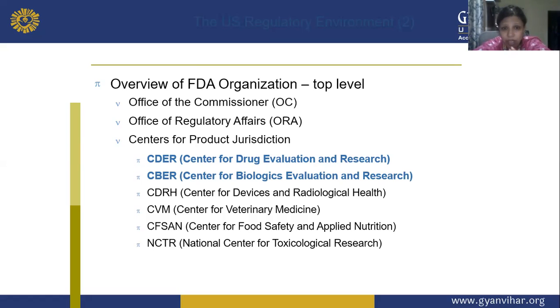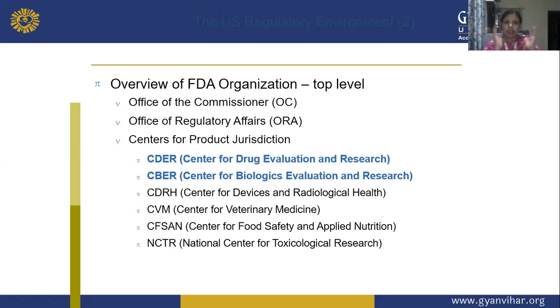In product jurisdiction, the CDER and CBER are there. CDER is the Center for Drug Evaluation and Research. CBER is also involved, that is the Center for Biologics Evaluation and Research. Then CDRH, the Center for Devices and Radiological Health. CVM, the Center for Veterinary Medicine. CFSAN, the Center for Food Safety and Applied Nutrition. And then NCTR, the National Center for Toxicological Research.